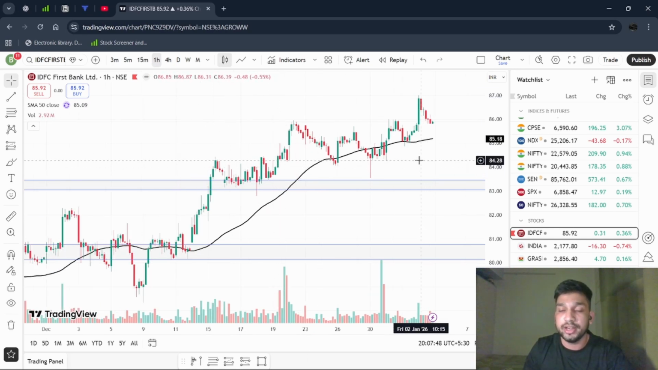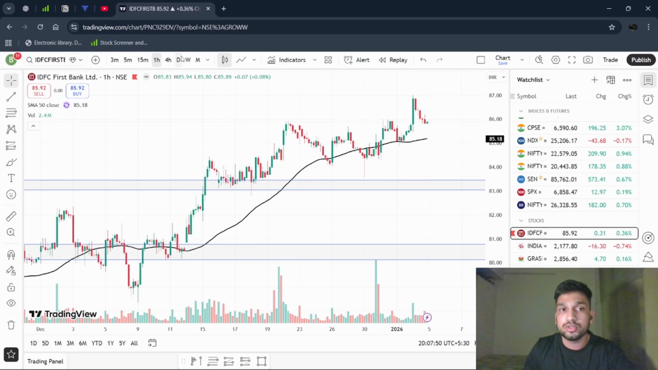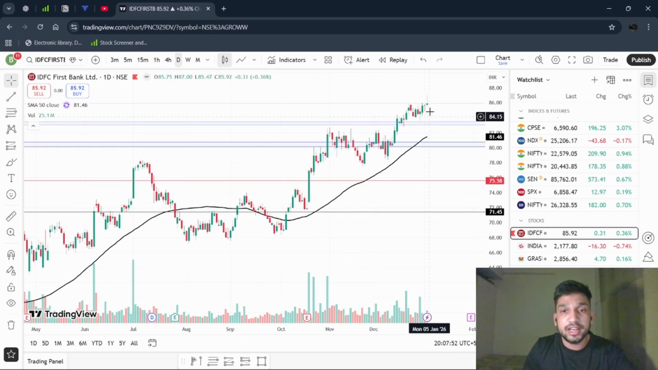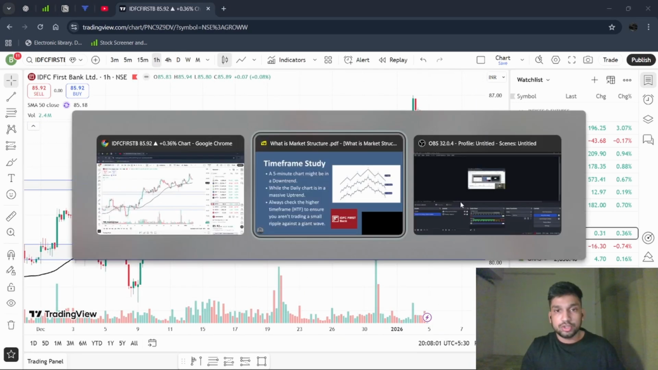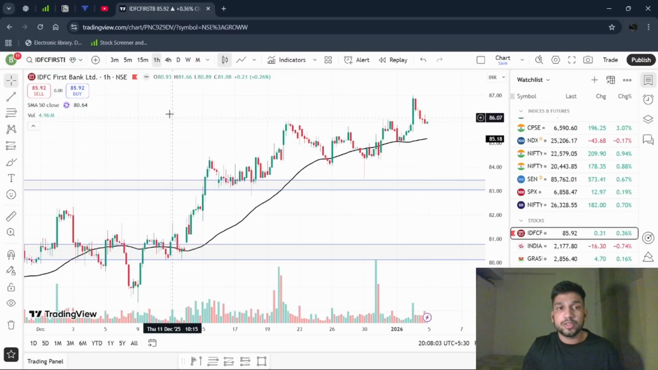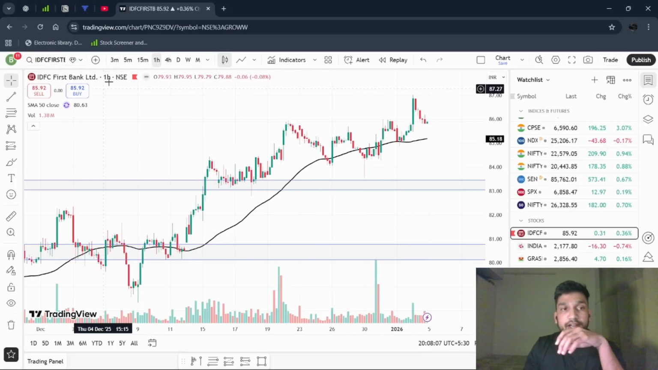I don't do intraday trading. So daily time frame is what I use to see what the trend of the stock is, and hourly time frame is what I use to put my entries. So this is what you need to keep in mind, that just looking at one time frame is not enough. You need to check different time frames.